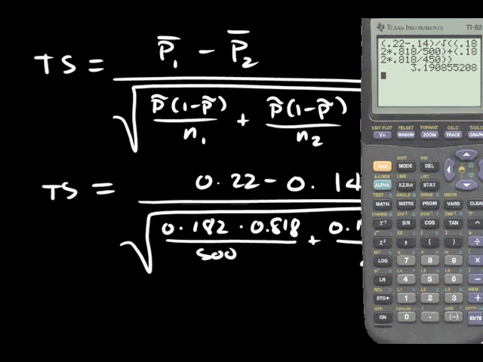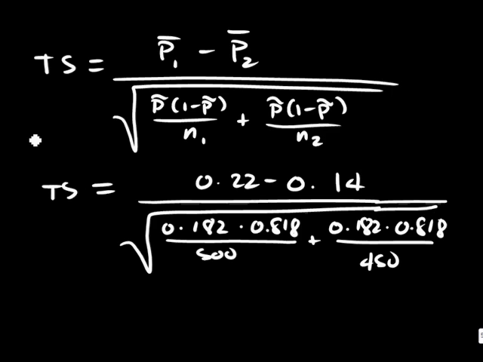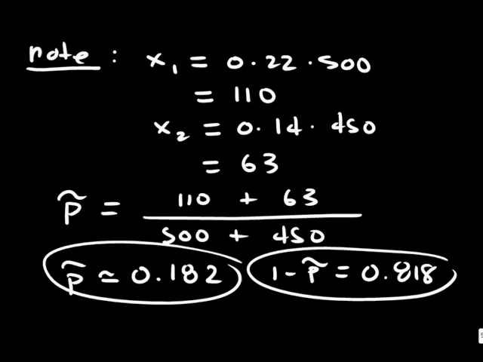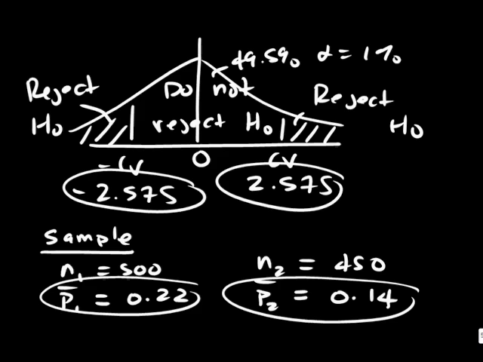Let's see where this lives on our decision rule. 3.19 is positive and it is past the 2.575 critical value. It's somewhere over here. It is clearly in our reject the null hypothesis region. We are going to reject the null.